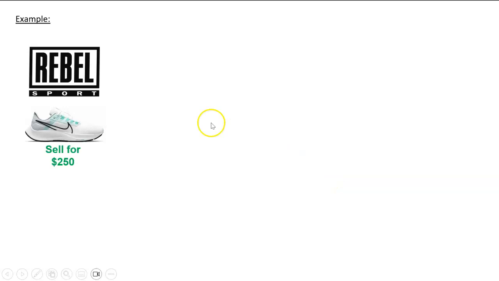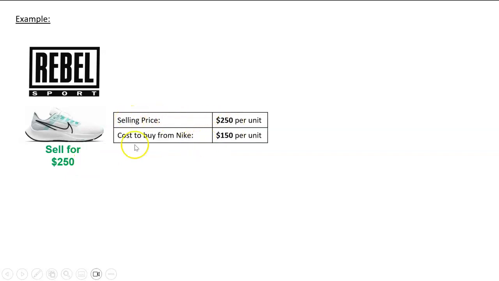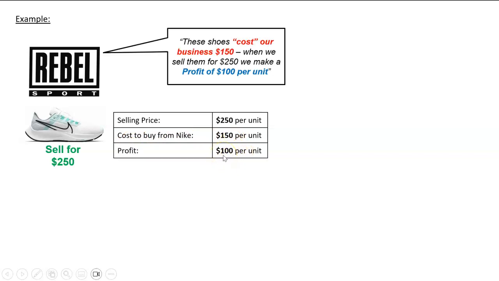So let's take an example. Let's say we're Rebel Sport. We sell these Nike shoes for $250. So we say the selling price is $250. And let's say Nike charges us $150 per unit to buy. So we go, oh, we're going to make a profit of $100 per unit. So the business is running, and the accountant says these shoes cost our business $150, and when we sell them for $250, we make a profit of $100.